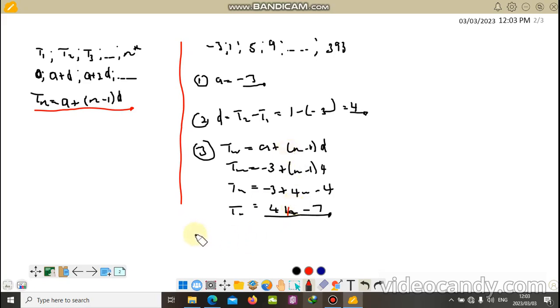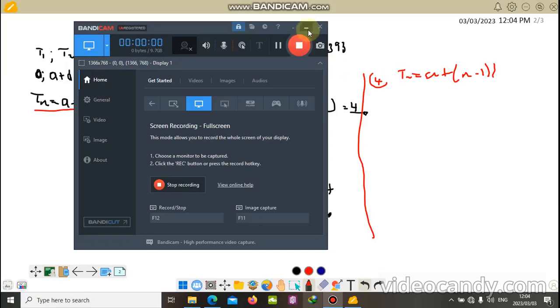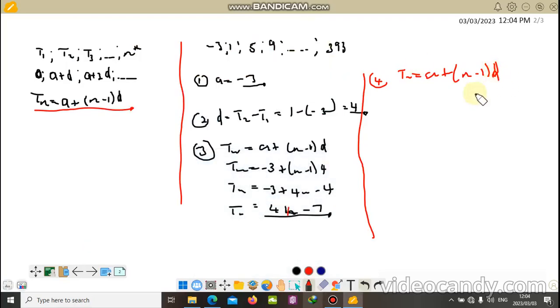So if they say, for example, number 4 here, find the term number for the value 393. We found terms 1, 2, 3, 4. If they say find the term number for 393, then Tn equals, you can use this one or you can use this one. So let's use that one now: a plus n minus 1 times d, the general formula here.